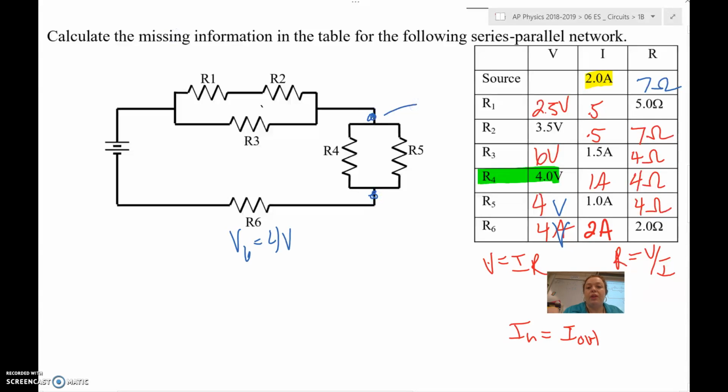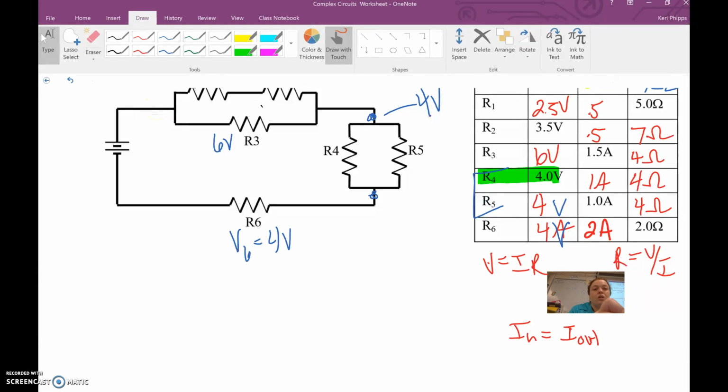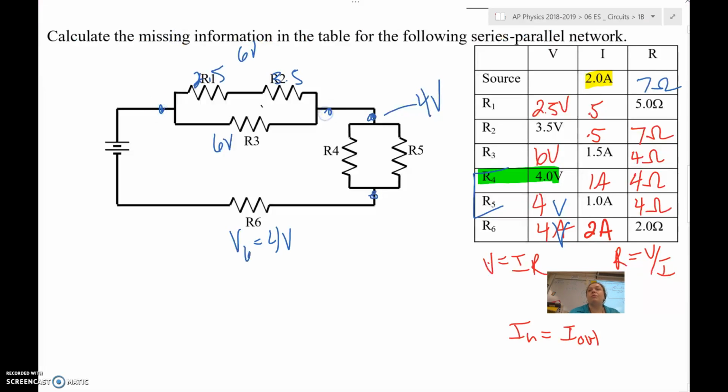So this voltage drop is, according to our table, 4 volts. And so I come up and I look at the next one, and well, R3 is 6 volts. And if I look at this, this is 2.5. This is 3.5. So of course, this top voltage drop is 6 volts. So no matter what we have, we have a 6 volt drop, a 4 volt drop, and a 4 volt drop. So 6 plus 4 plus 4 is 14. So we just kind of did that 2 different ways.